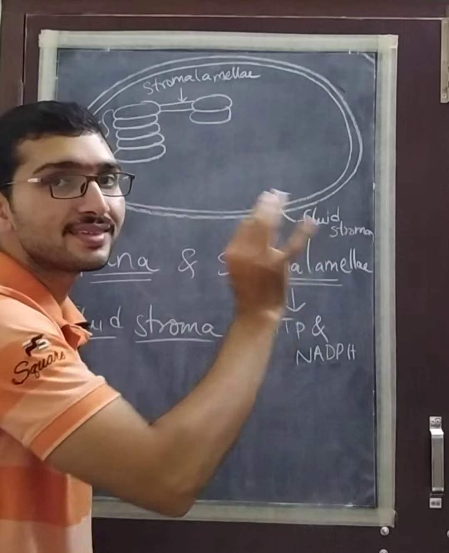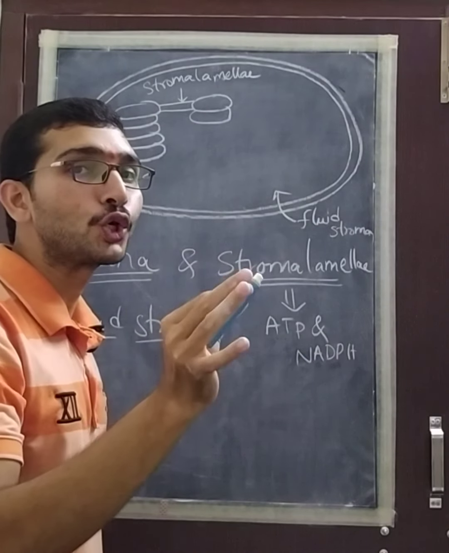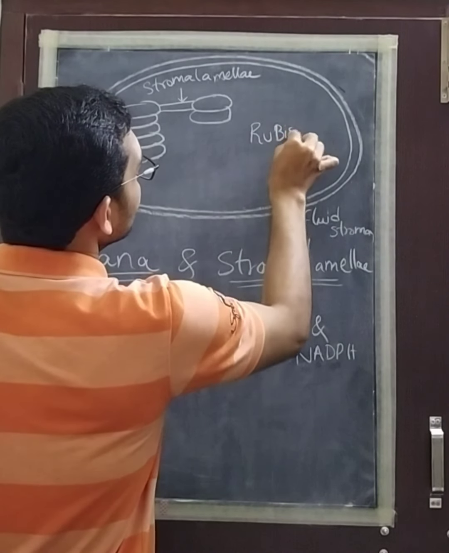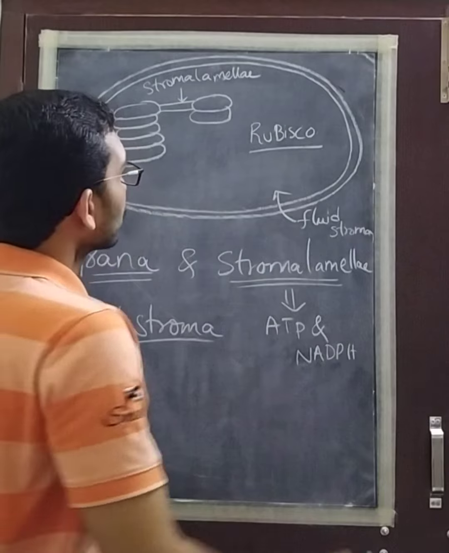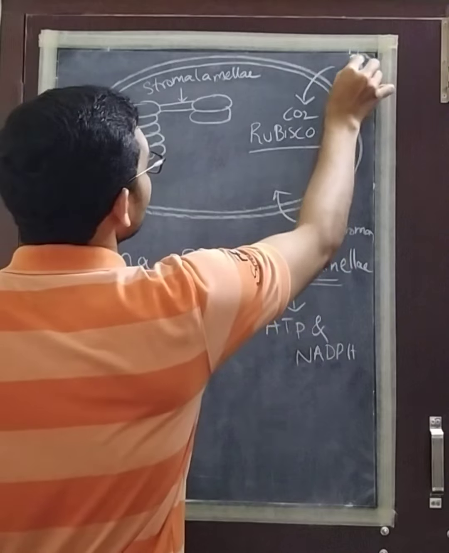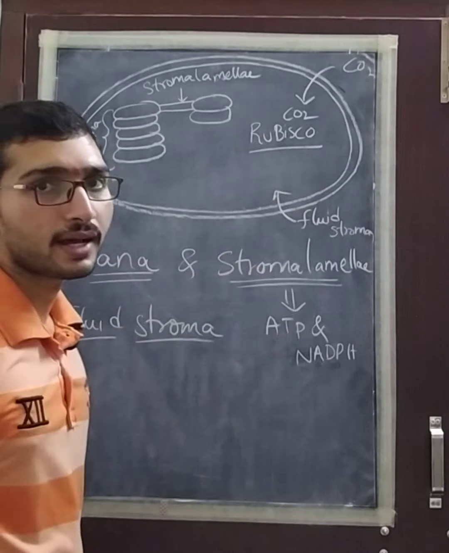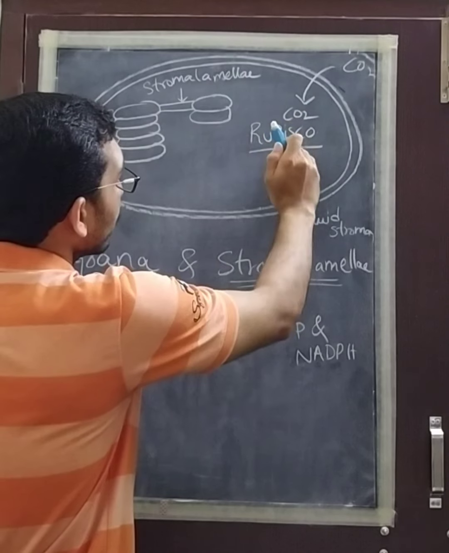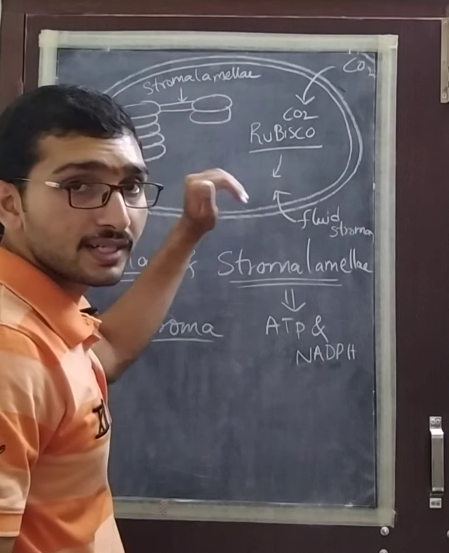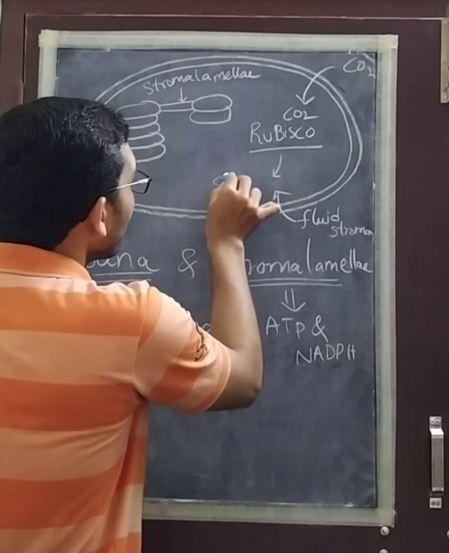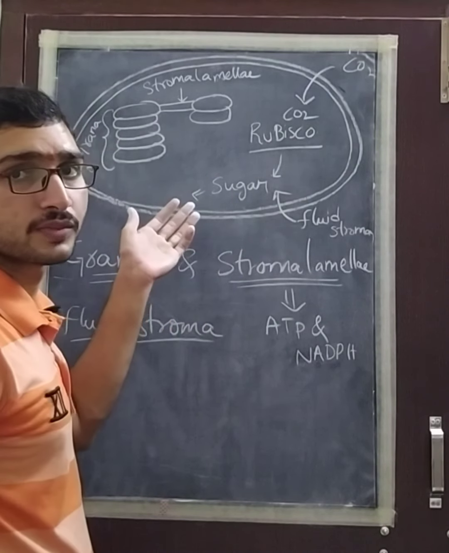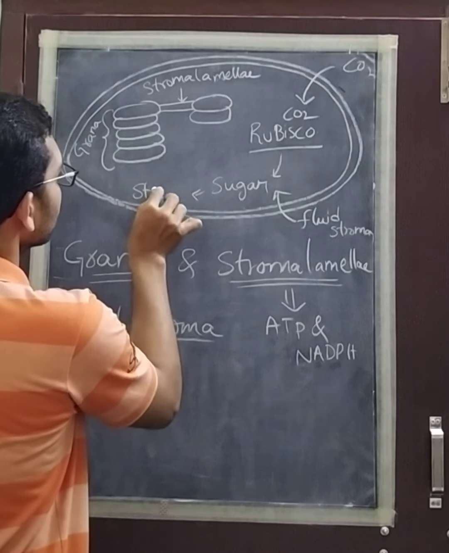whereas the fluid stroma contains the enzyme Rubisco, the most abundant protein present in the biosphere. This protein is helpful for fixing carbon dioxide. This carbon dioxide is fixed by the Rubisco enzyme inside the plant, and it will be liberated as a sugar, and this sugar will later be turned into starch.